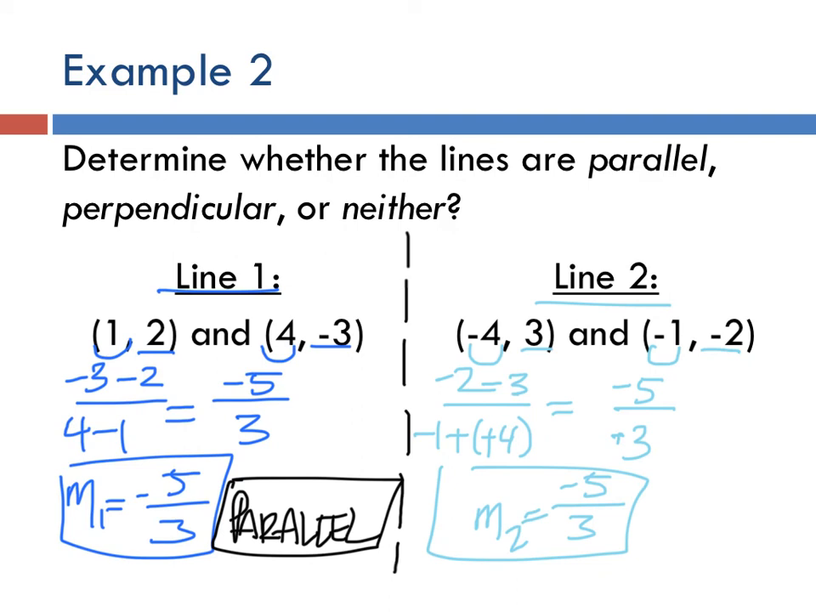Now for the third example, I didn't actually do an example here in the video, but if it's neither, they're not going to be negative reciprocals of each other, and they're not going to be the same. So it's probably going to look something like that in the graph. And that's it for this one. So make sure you do the classwork, ask me if you have any questions, and then move on to the next and final video.